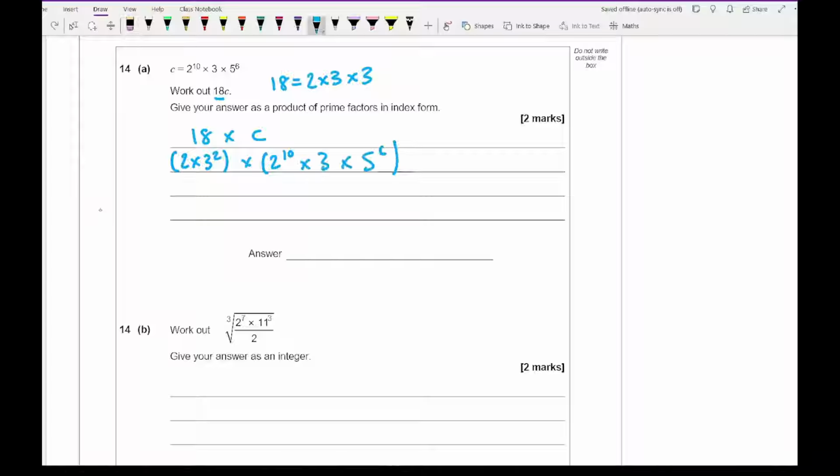Then all we need to do is use the rules of indices. So I've got 2 times 2 to the power of 10, so that's 2 to the power of 11. 3 squared times 3 is 3 cubed, and times 5 to the power of 6.